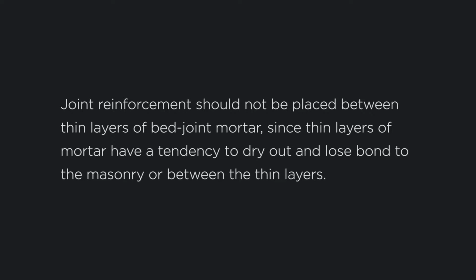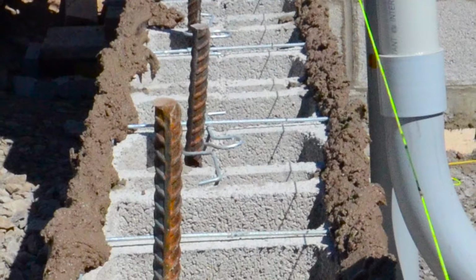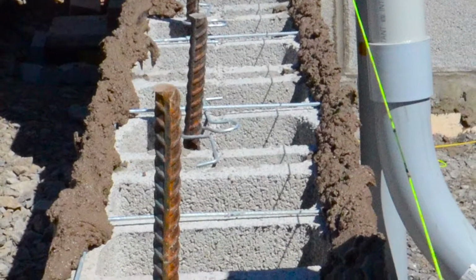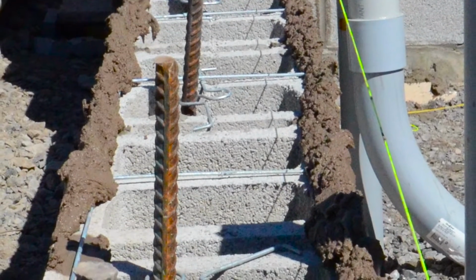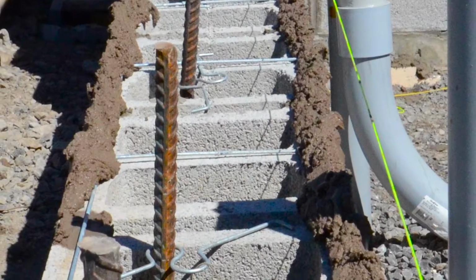Joint reinforcement should not be placed between thin layers of bed joint mortar, since thin layers of mortar have a tendency to dry out and lose bond to the masonry or between the thin layers. Placing joint reinforcement on top of a freshly laid bed joint is also not recommended, since this procedure results in voids between the bed joint and the overlying unit.